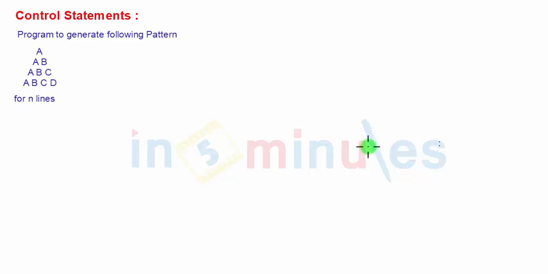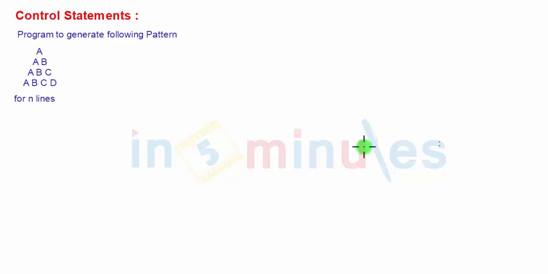Now I'll write a program to generate the following pattern with multiple characters. It's a triangular pattern with A on the first line, then AB on the second line, ABC on the third line, and so on. So these characters are incrementing every time. On the first line there is one character, second line two characters, third line three characters, and so on.